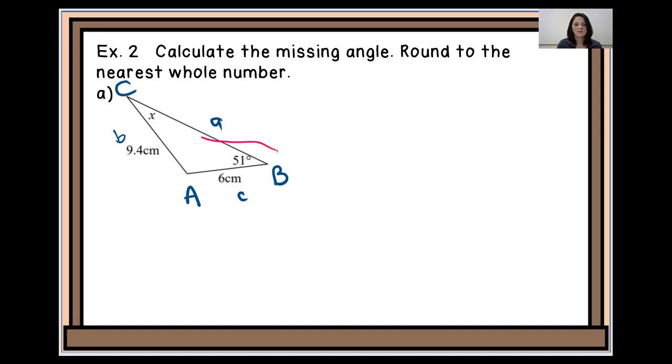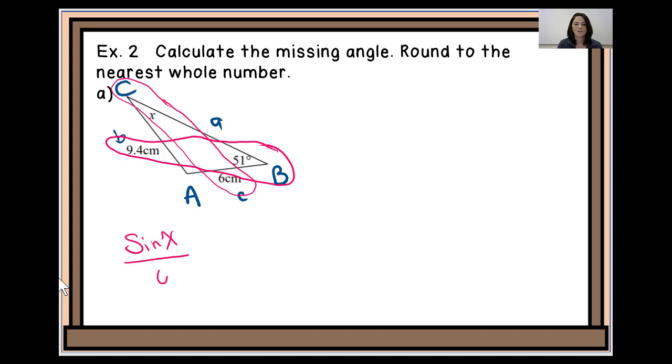So my angle that has the 51 corresponds with the side length that is the 9.4, and X corresponds with side length 6. So again, it kind of makes a little X there. If you can tilt your head and kind of imagine it makes an X. Okay, so angle X, so that means we're going to use sine X over 6 is equal to sine 51 degrees over 9.4 centimeters. I don't need to write the unit.